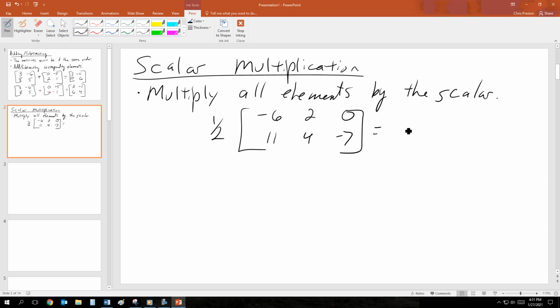So 1/2 of -6 is -3. 1/2 of 2 is 1. 1/2 of 0 is still 0. 1/2 of 11 is 11 over 2. 1/2 of 4 is 2. 1/2 of -7 is -7/2. So there you go. You just multiply.